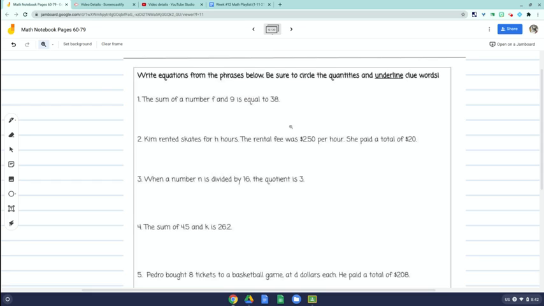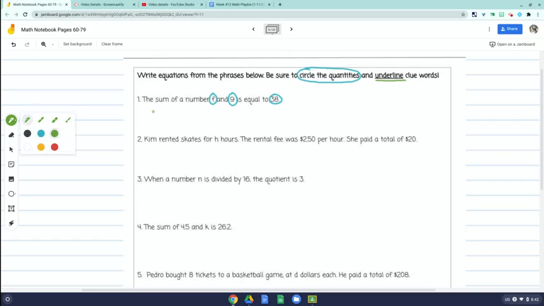And so I'm going to remind myself by circling quantities in blue and underlining clue words in green. Okay, so let's take a look at the first one. Number 1 says the sum of a number f and 9 is equal to 38. So let's circle the quantities. I'm not going to circle the number; they give us the actual variable f, so I'm going to circle f. This is a quantity. We have 9 as a quantity, and we have 38 as a quantity. These are the numbers in this phrase.